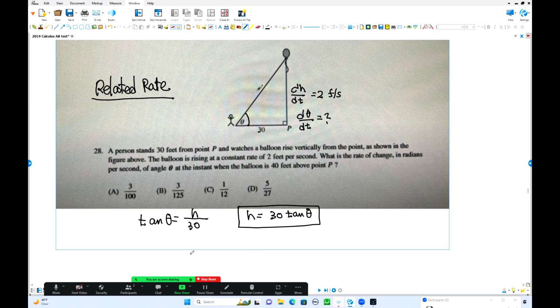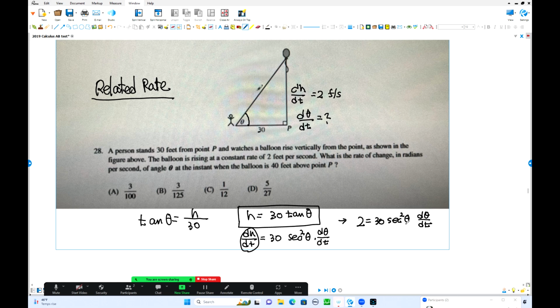Now take the derivative of these two variables, h and theta. H and theta are both functions of time, so dh/dt. The tangent derivative is secant squared theta, but because the angle is a function of time, we multiply by the derivative d theta/dt. Now dh/dt is given by number 2, so 2 equals 30 secant squared theta times d theta/dt.